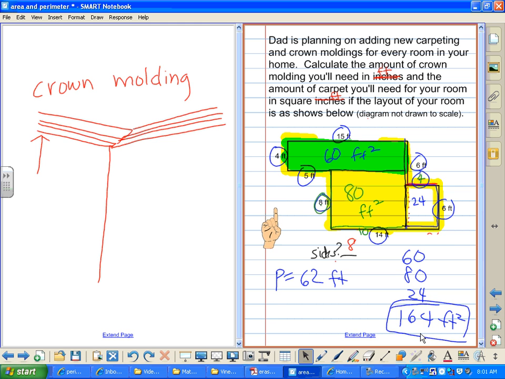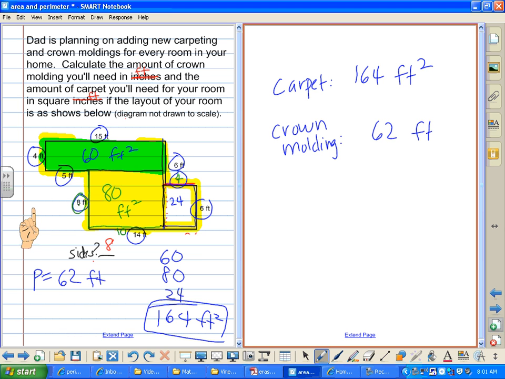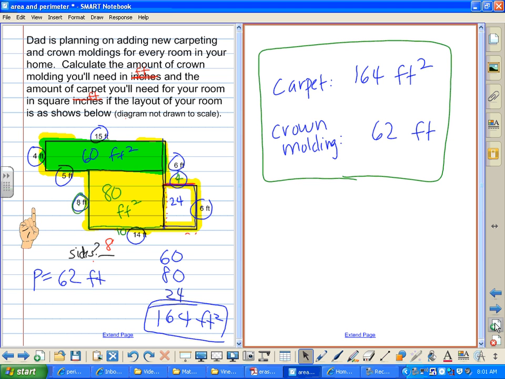So the amount of carpet that we're going to need is 164 square feet. The amount of crown molding that we're going to need is 62 feet. That's what you would give to your father as your order for your room, and he would be extremely proud if you got the figures correct, obviously. If you write up a bigger number, he's going to end up having to pay for more. If you write less, he's going to have to go back to the store again to purchase the amount that he needs, right?